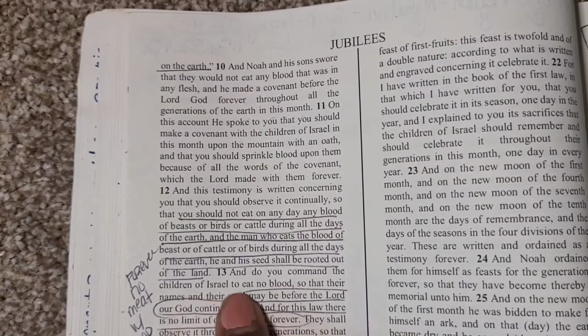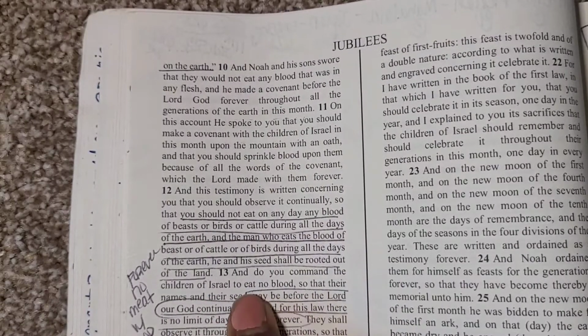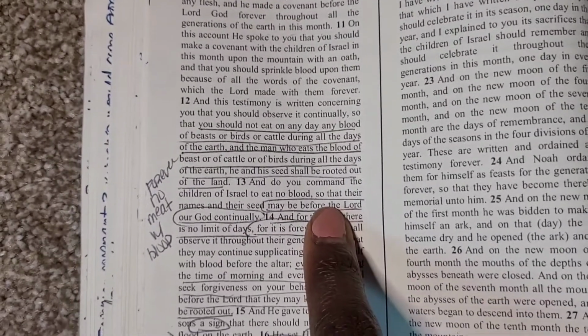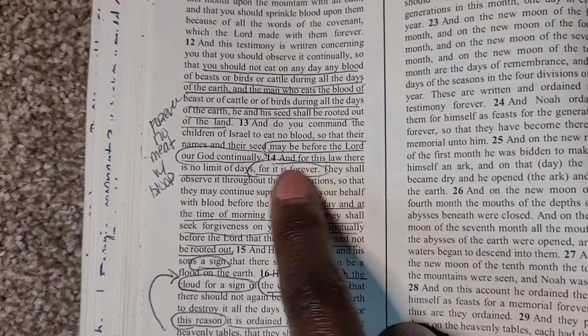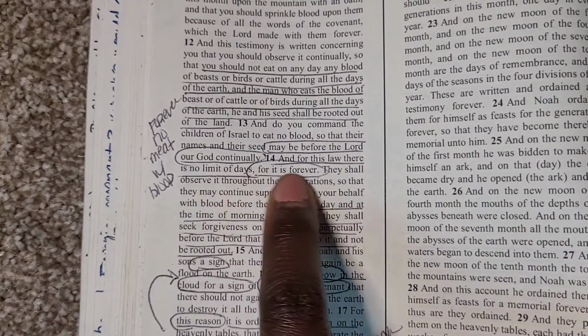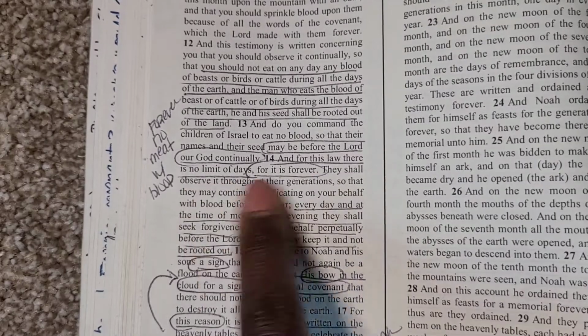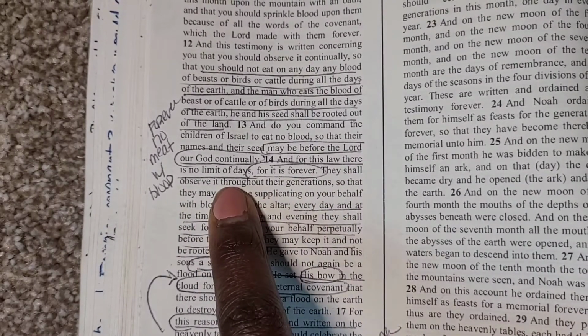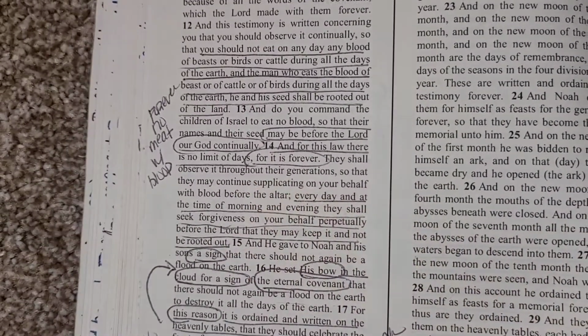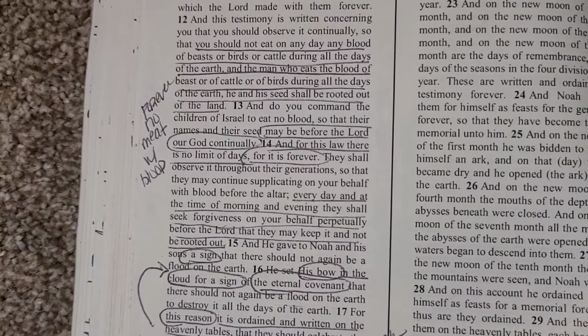And you command the children of Israel to eat no blood, so that their names and their seed may be before the Lord our God continually. And for this law, there is no limit of days. So that means, guys, we're not Israelites. So we're not bound by these things.